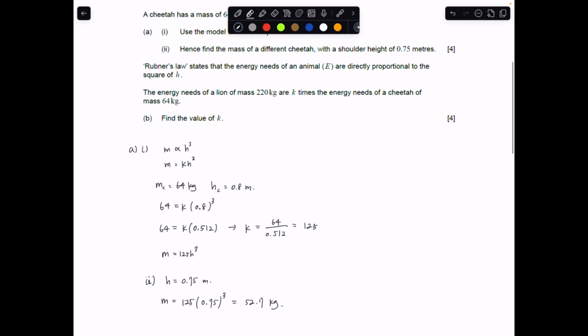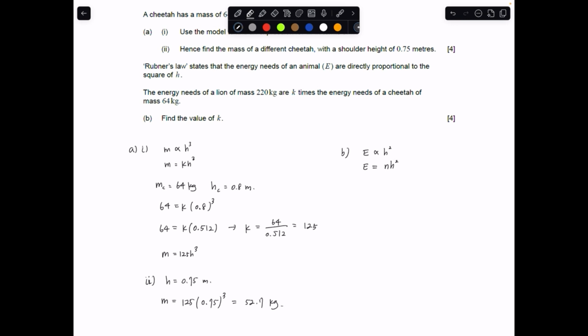Okay, part B. Rubner's law states that the energy needs of an animal E are directly proportional to the square of H. So I should go ahead and immediately write that down. E is directly proportional to the square of H. And so if I change this to an equal sign, I introduce a proportionality constant. And I'm going to call it, say, N. E equals N H squared. Okay? The energy needs of a lion of mass 220 kilograms are k times the energy needs of a cheetah of mass 64 kilograms. Find the value of k.